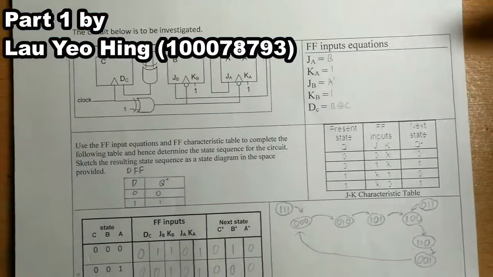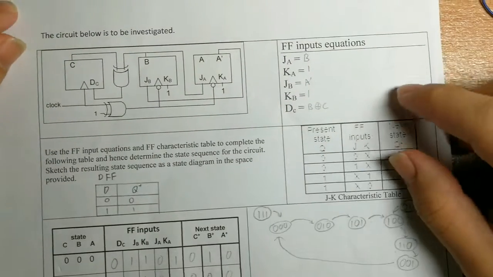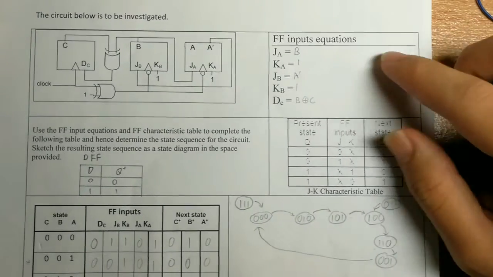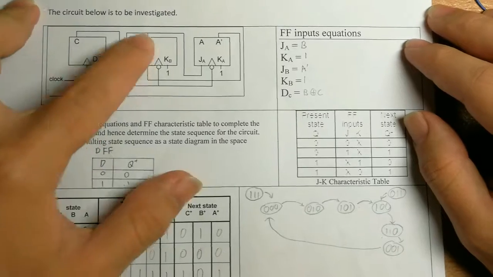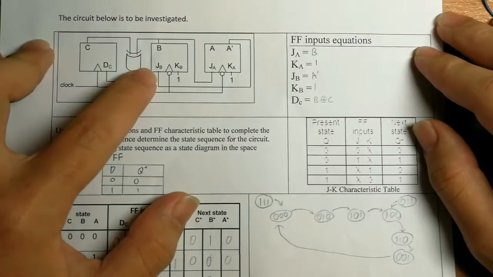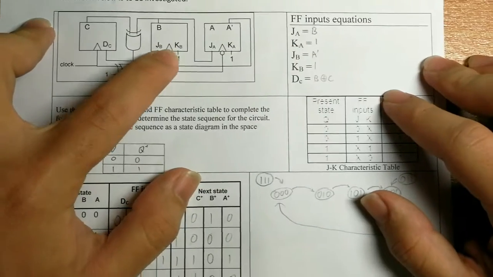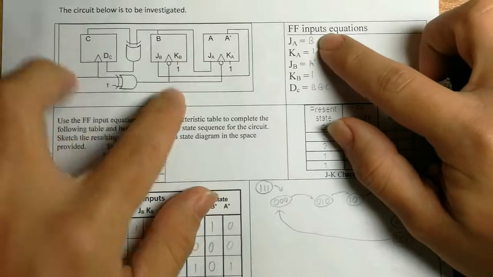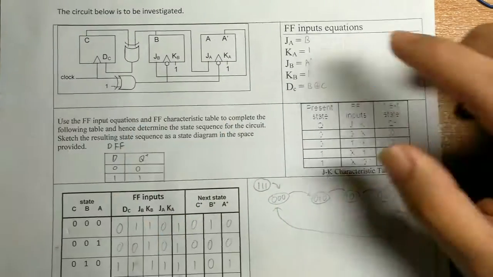And this is our part 1 report, and this is our diagram. From this diagram we can find out the flip-flop inputs. For example, DC is the XOR of the C and B, and JB is A prime, KB is 1, JA is connected to B, and KA is connected to 1.